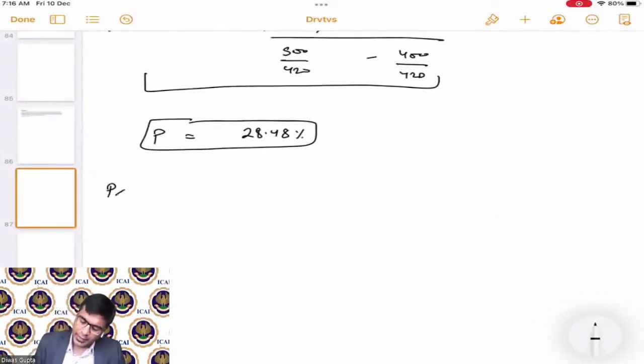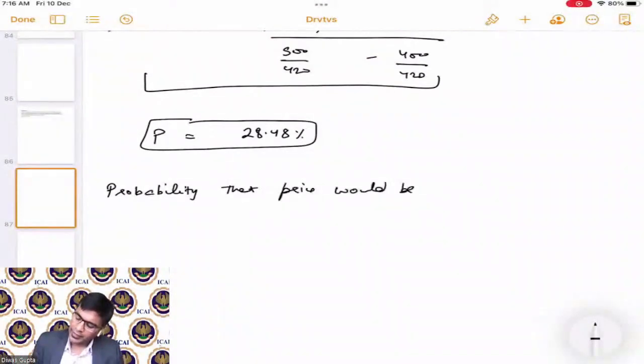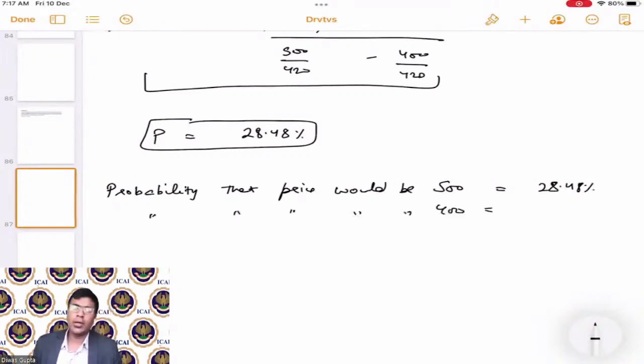So the probability that the price would be 500 is equal to 28.48%. The probability that the price would be 400 is equal to 100 minus 28.48, correct? Which is how much? 71.52%. This is the probability that the price would be 400, correct?